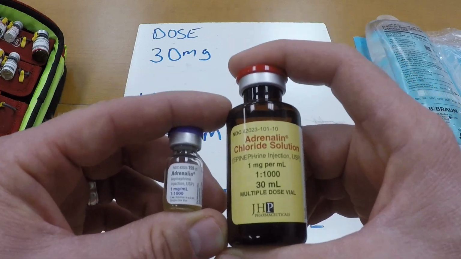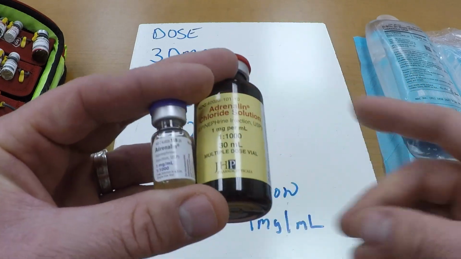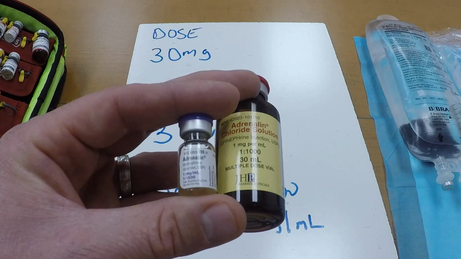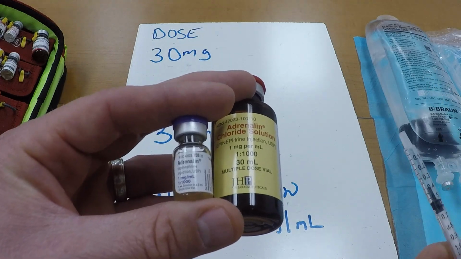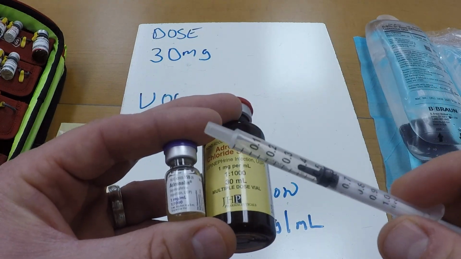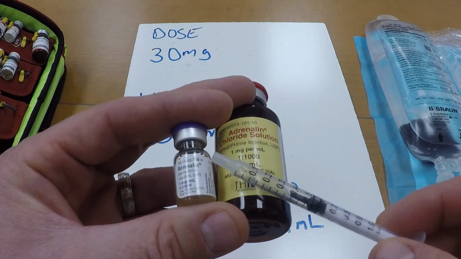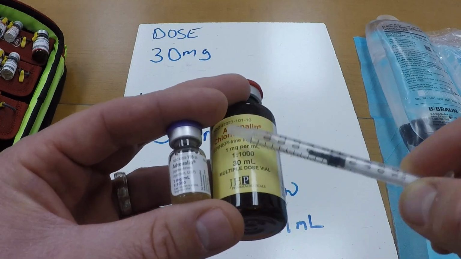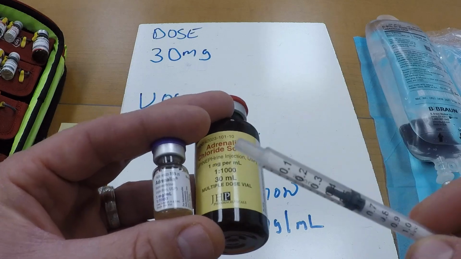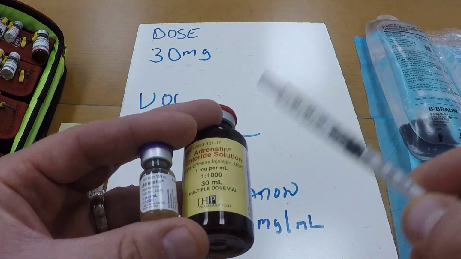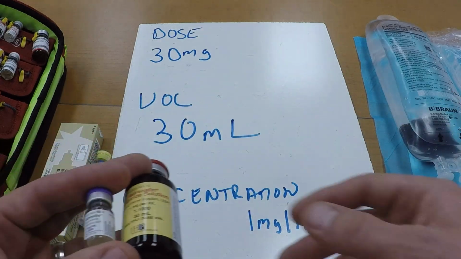And this is the same concentration. You pull this out of your bag and you want to give 0.5 milligrams of epinephrine. This is the amount that you're going to give, whichever vial you're drawing it from. It's going to be the same amount, same concentration, but different volumes in the vials.